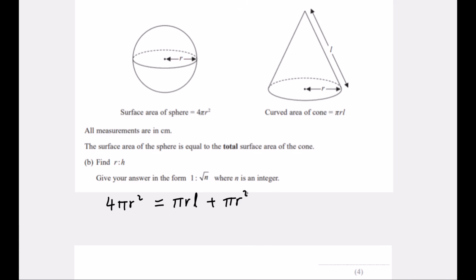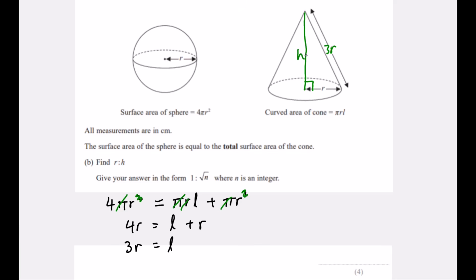Let's divide through by pi and divide through by r. That would just make it a bit simpler. So we've got 4r equals L plus r. So 3r equals L. But we don't want L, we want h. So what we've got here is a right angle triangle. We can change L into 3r's, that might make it easier.